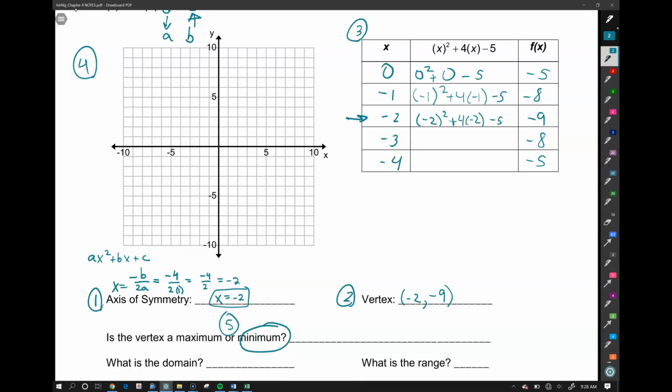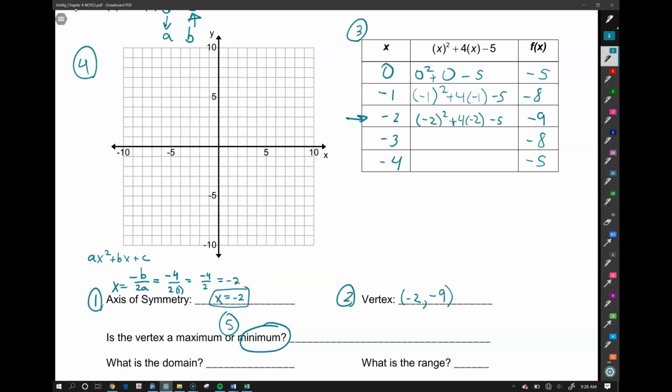Trick play. You only have to figure out 0 and negative 1. Why did I not show work for negative 3 and negative 4? It's the same, because they're the same. We found the axis of symmetry. So I know whatever the y value is for the number 1 to the left is going to be the same y value as the x value 1 to my right.